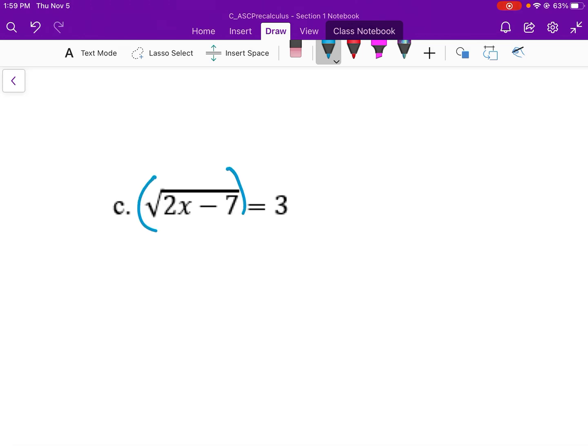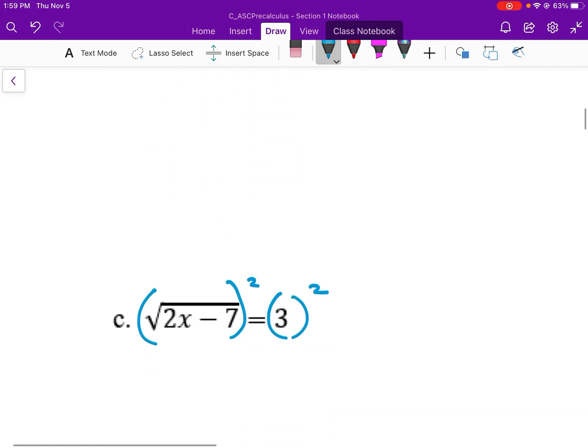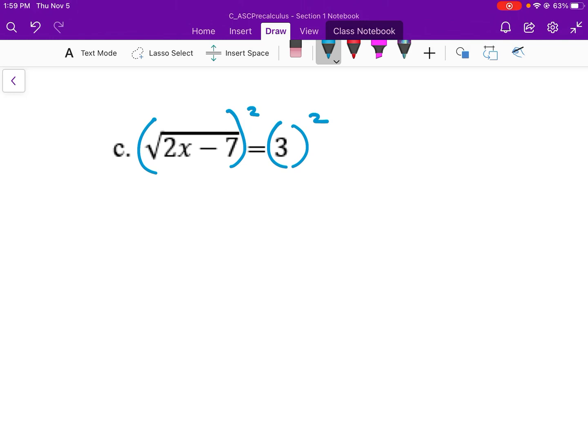It's going to square both sides. Oh, I should also check, but I really don't have to check these because I know they're going to work, because there's no x on the other side. So I have 2x minus 7 equals 9. Add 7, 2x equals 16, divide by 2, x equals 8.